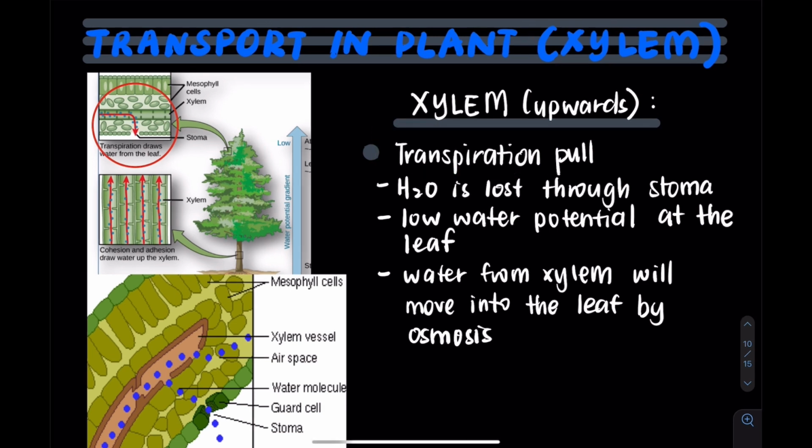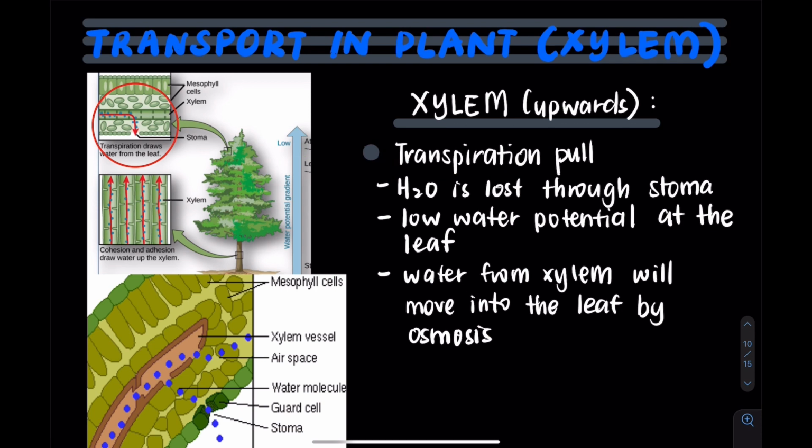Remember, water always moves from high water potential to low water potential by osmosis, and the top part of the plant or the leaf area will have low water potential because water is lost by transpiration. So, water will move upwards in the xylem.